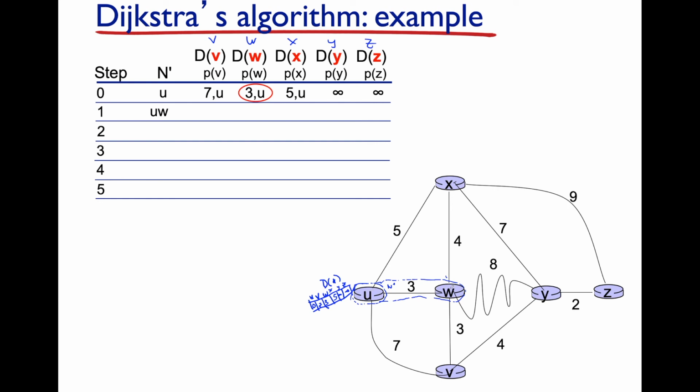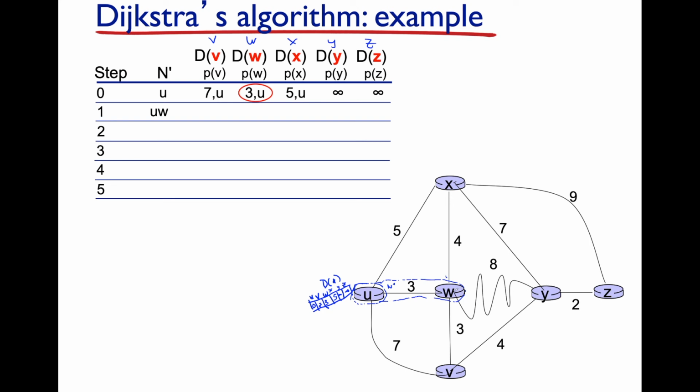So that's a cost of 3 plus 4, that's 7. That's more expensive, so it's cheaper to go directly through this link from U to X. So that takes care of X. Let's look at Y, this other neighbor of W.